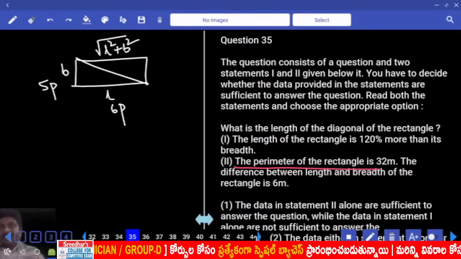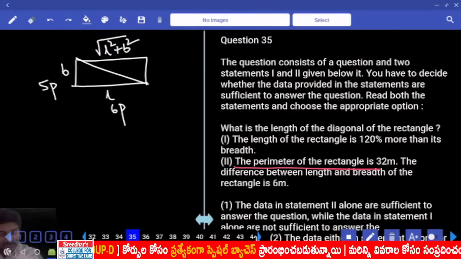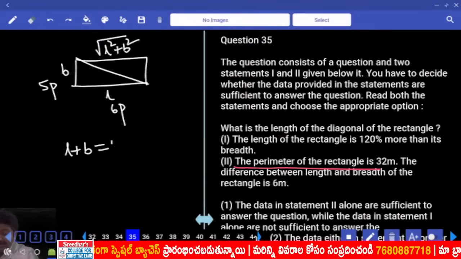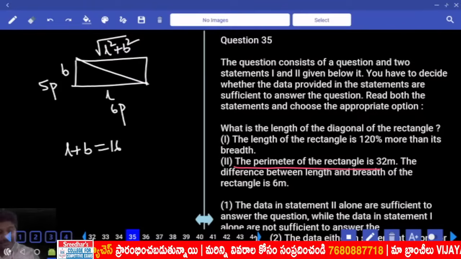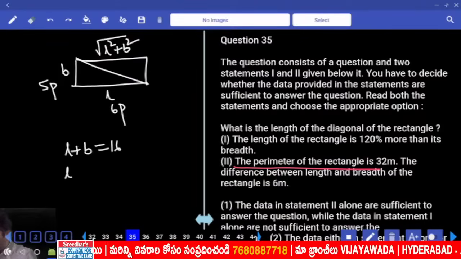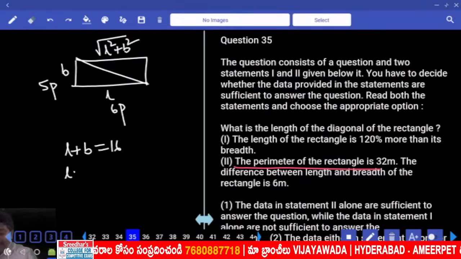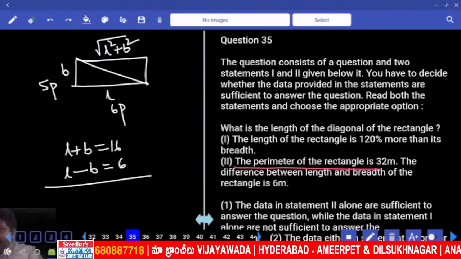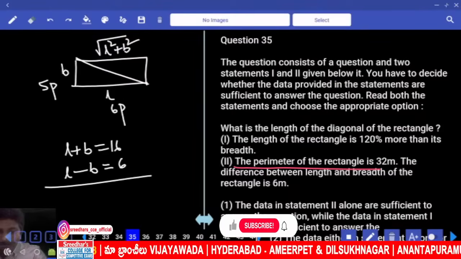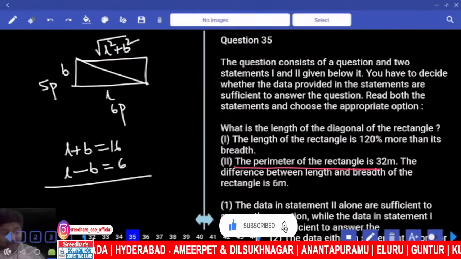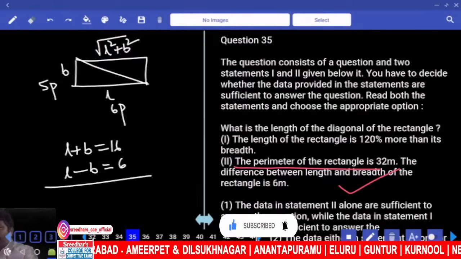The perimeter of the rectangle is 32, which is 2 times (L plus B). From this we can calculate L plus B is equal to 16. The difference between length and breadth is equal to 6. Always length is more than the breadth in a rectangle. So L minus B is equal to 6. Using this, can we calculate what is length and what is breadth? When you know length and breadth, we can calculate the diagonal. So the answer: 2 alone is sufficient but not 1 alone.